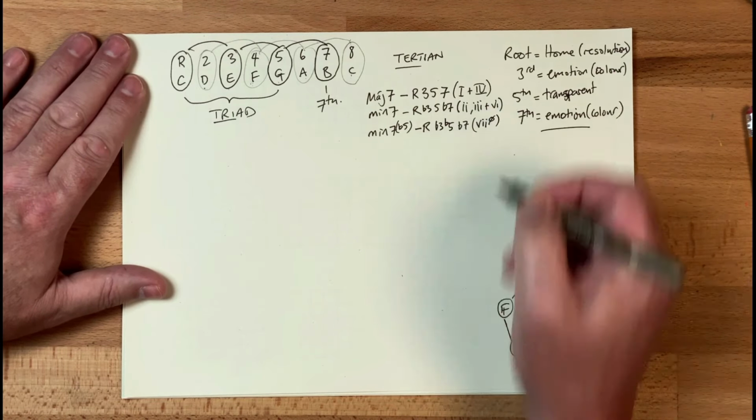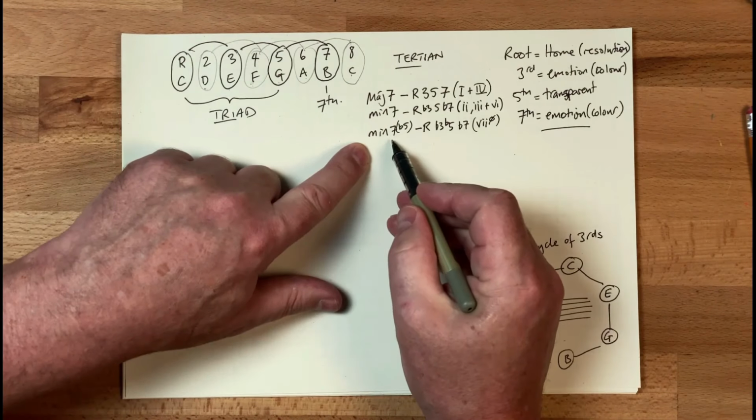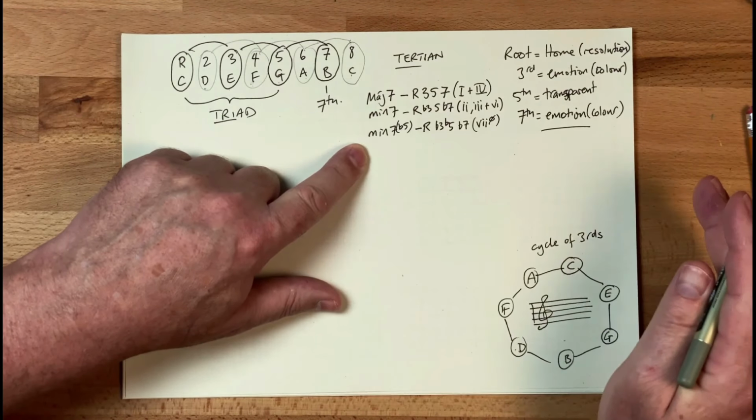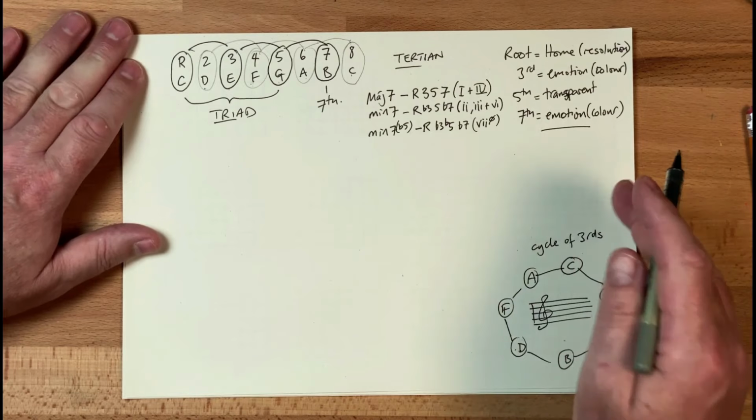This is chord 7, which is also known as the half diminished. Anytime you see minor 7 flat 5, it's just half diminished. That's the same thing, guys.